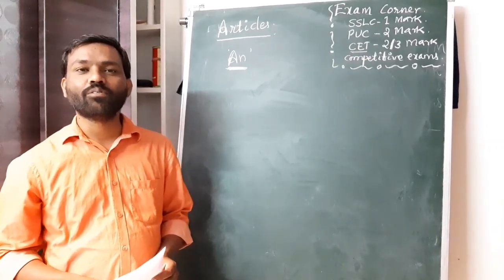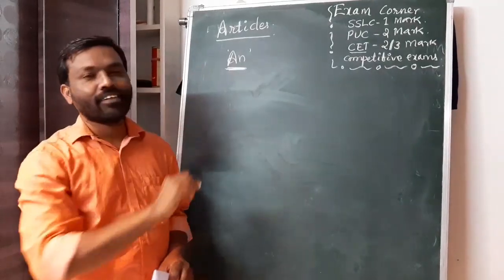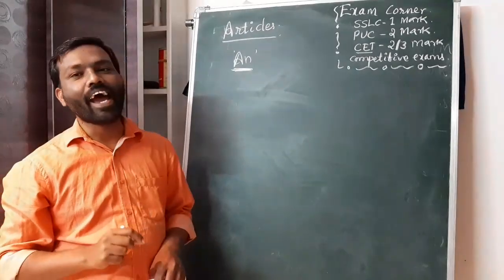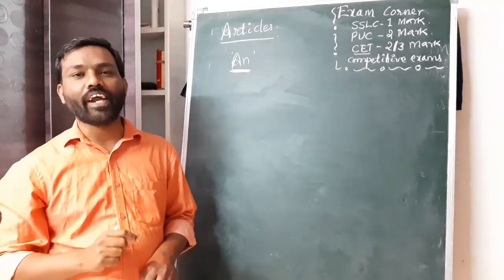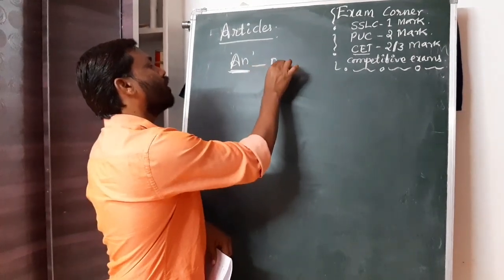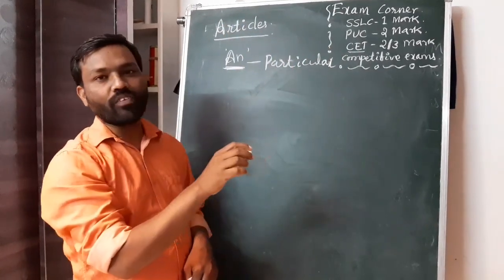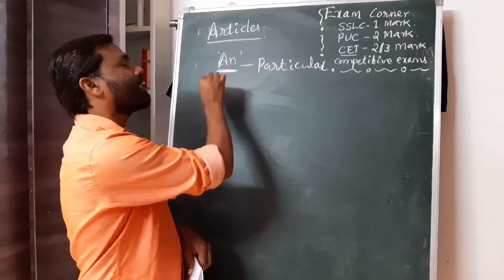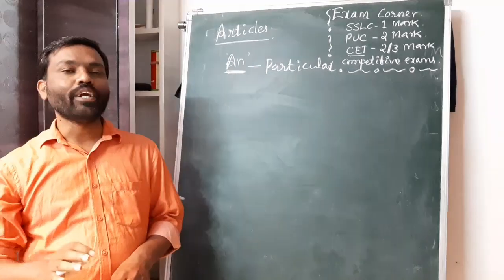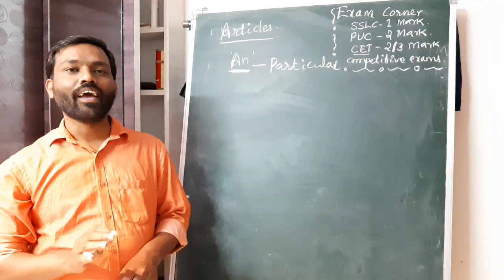In today's class, we are going to discuss the indefinite article "an". The first and foremost question is why "a/an" is called indefinite? Because it doesn't refer to any particular person or thing. So because of that, we say it is an indefinite article. Here we are going to discuss when and where we should use the article "an".